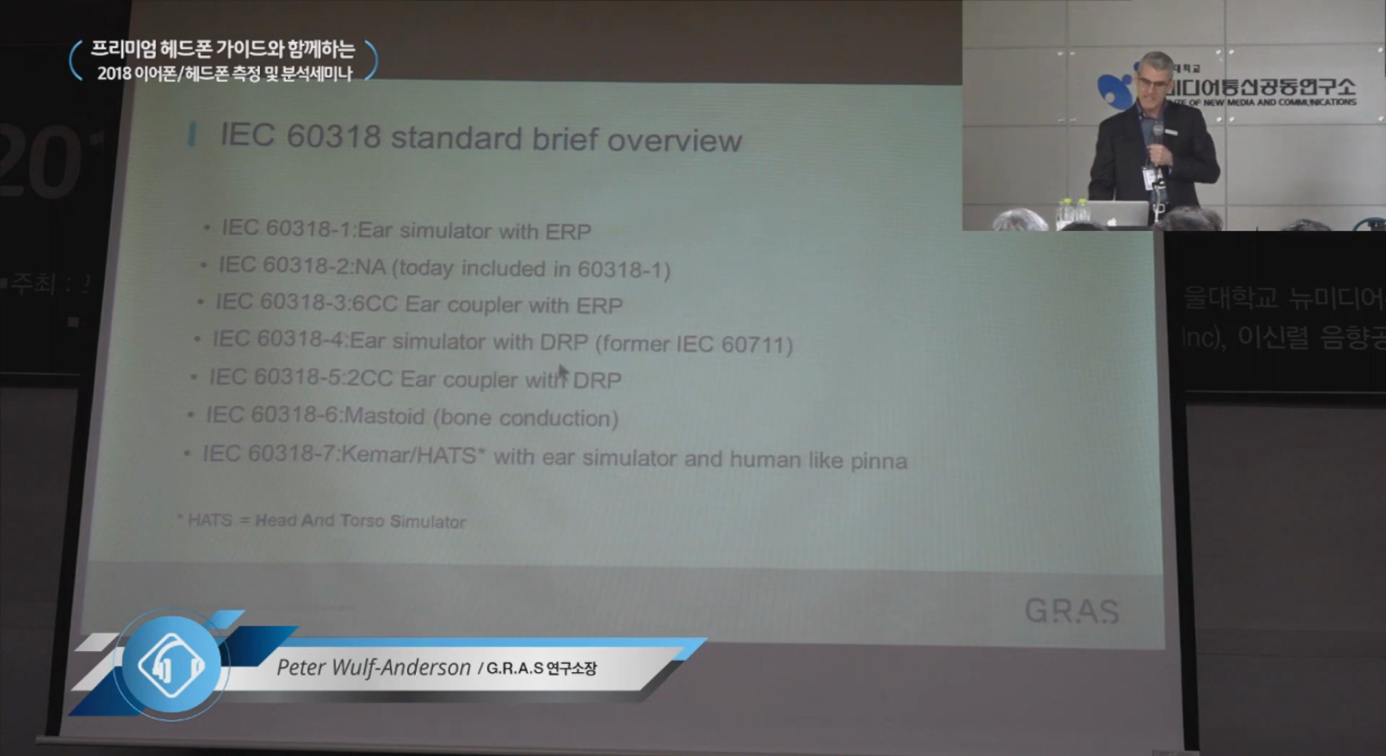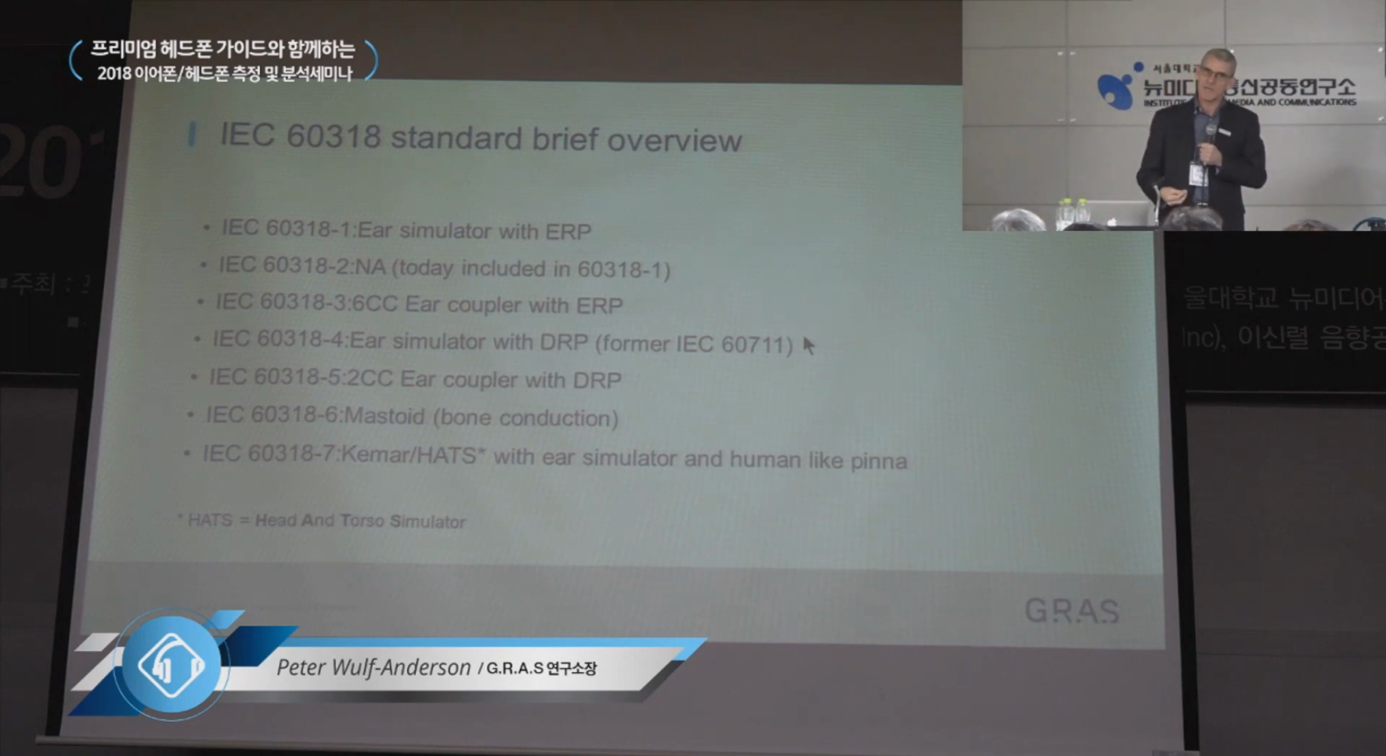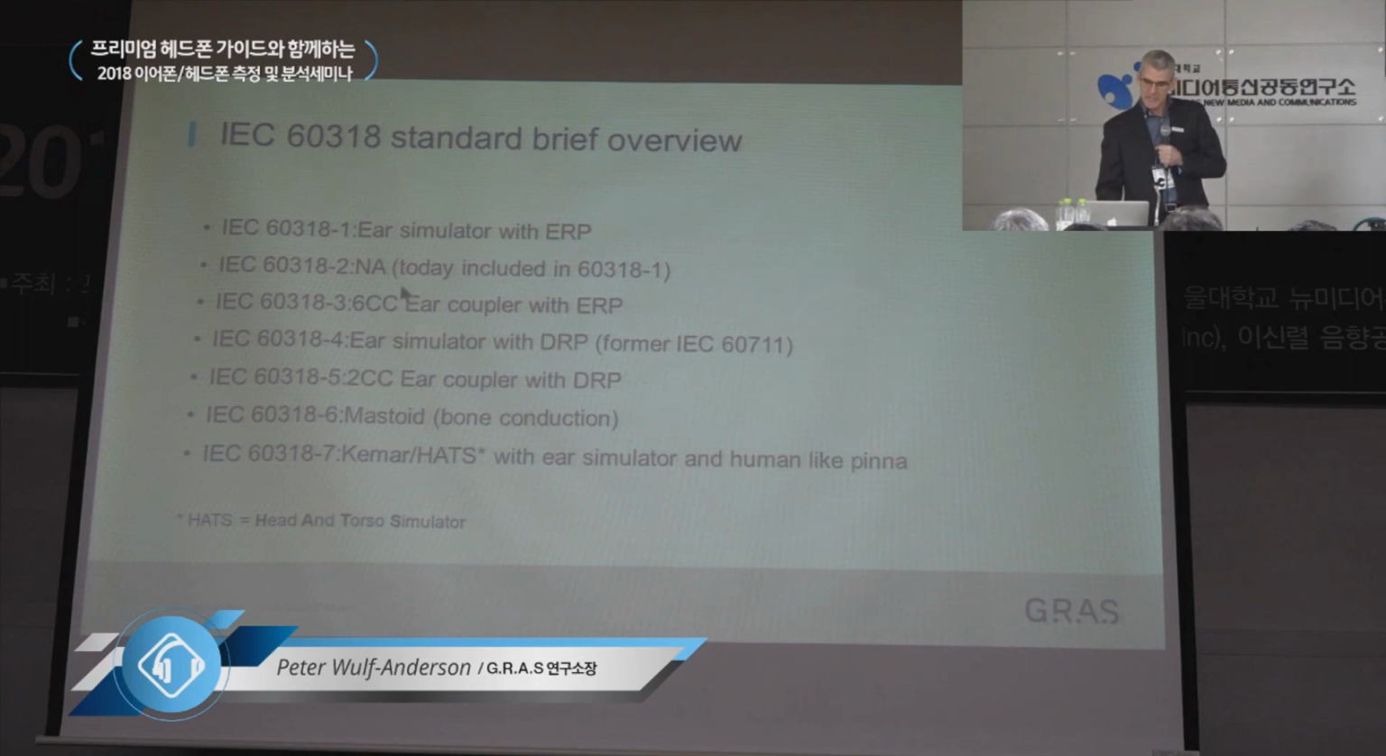There's the, what we normally would call a 711 coupler because it used to be covered by a standard called IEC 60711, but now it's a 318-4 coupler, and so on. And you can see all these numbers refer to different types.